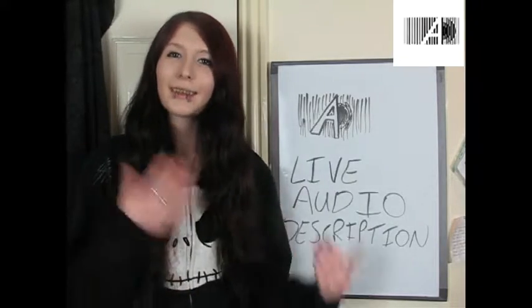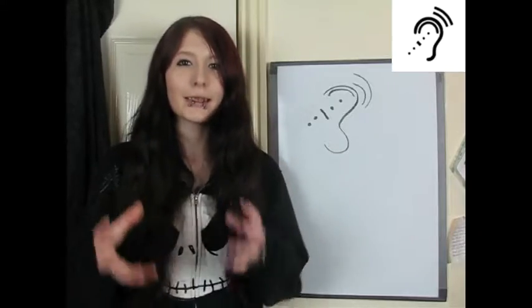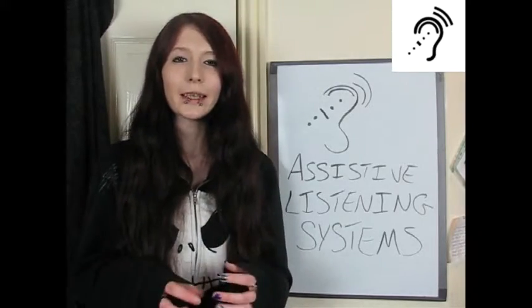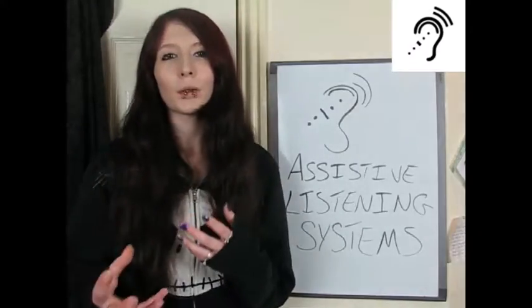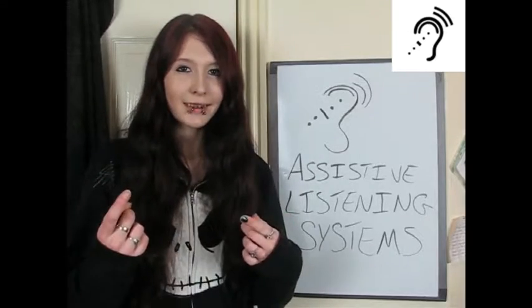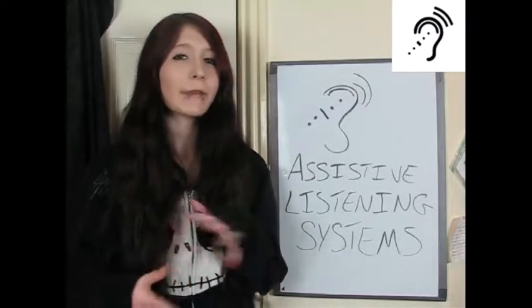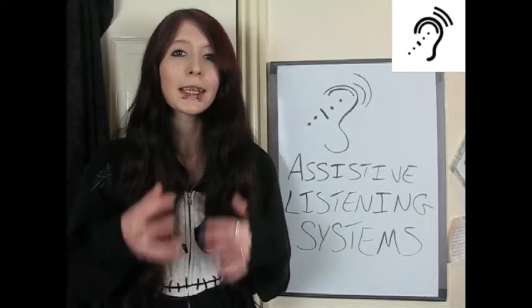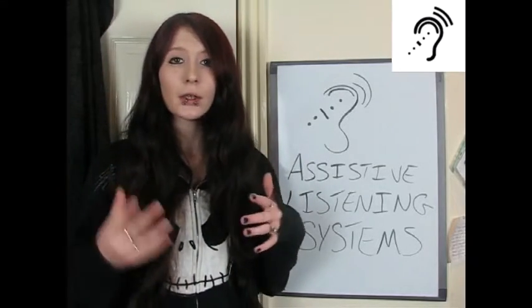The next one is this, and this is assistive listening systems. And what this is, is when a place can transmit sound via hearing aids or headsets, via infrared, loop or FM systems. So basically they can make an announcement and it can come through the hearing aid or through the device.